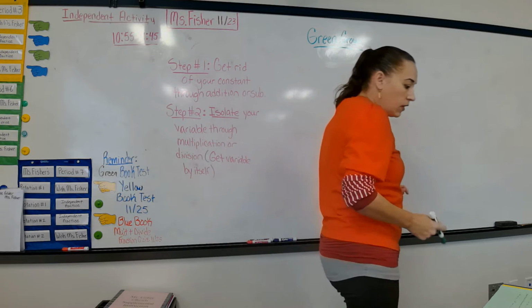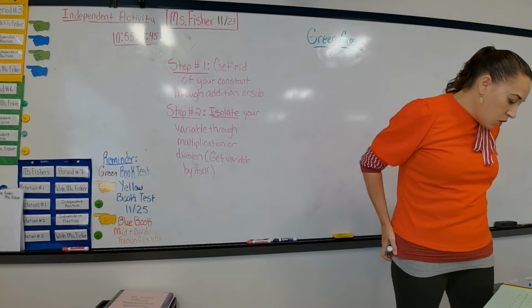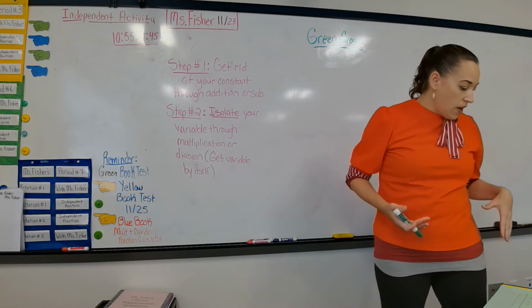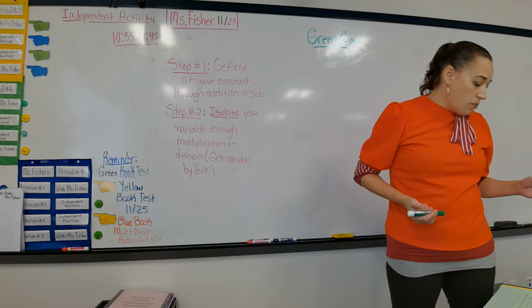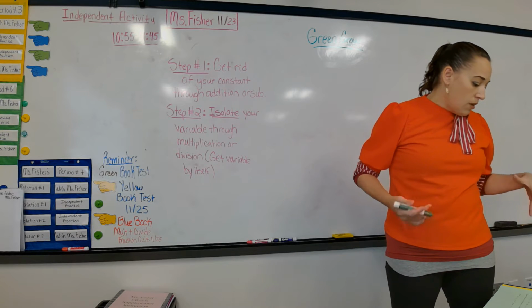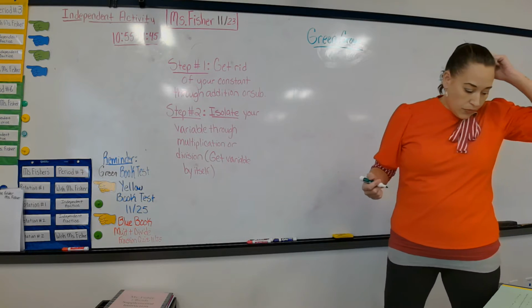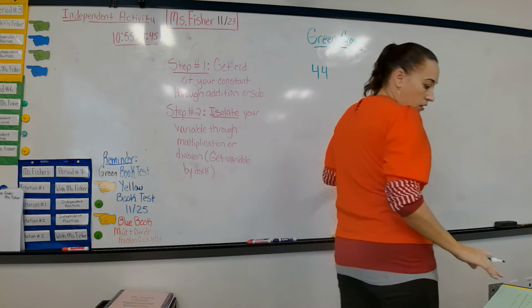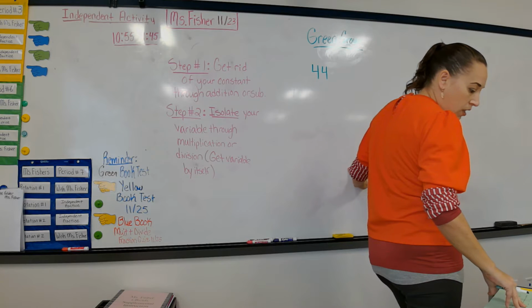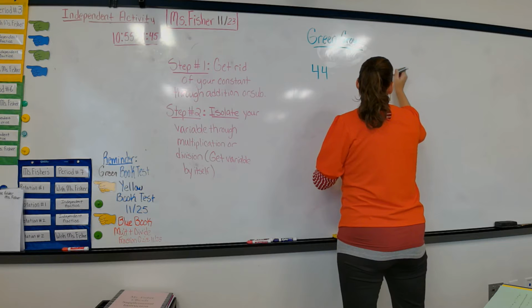So the first problem we have is 44 and 108, and we're asked to find the greatest common factor. And you also have to list what prime numbers you used and multiplied together to find that greatest common factor. Okay, so I have 44 and 108.